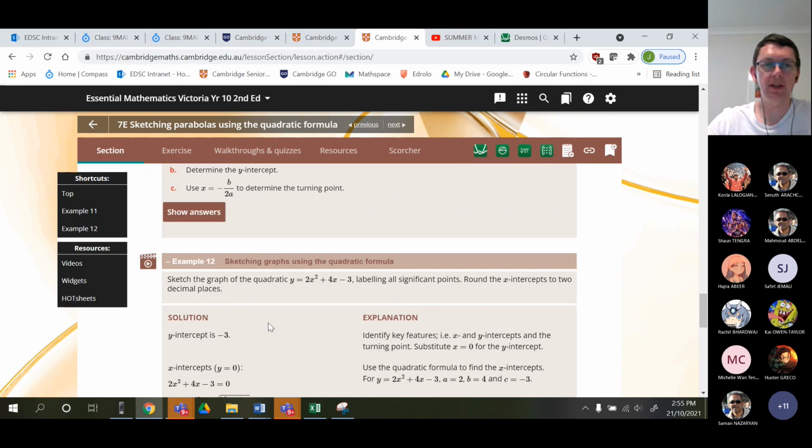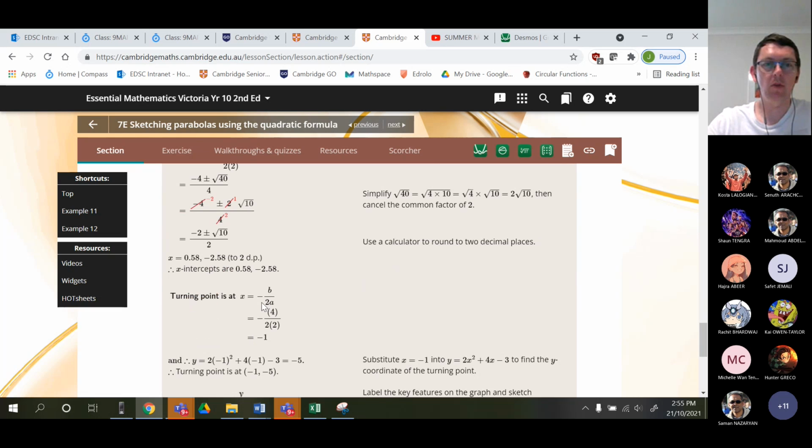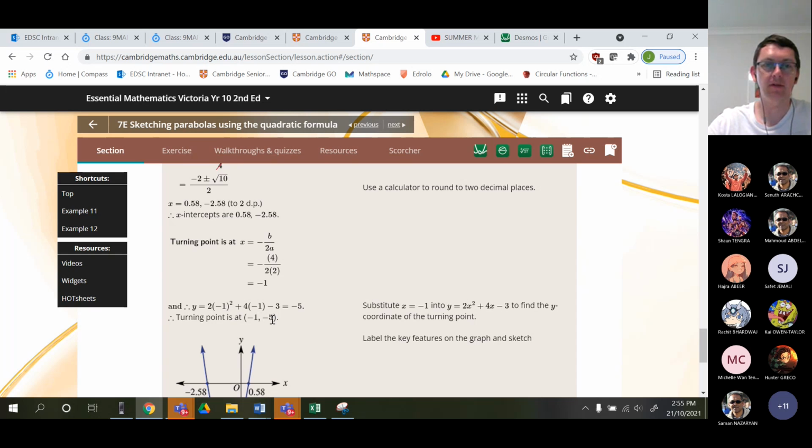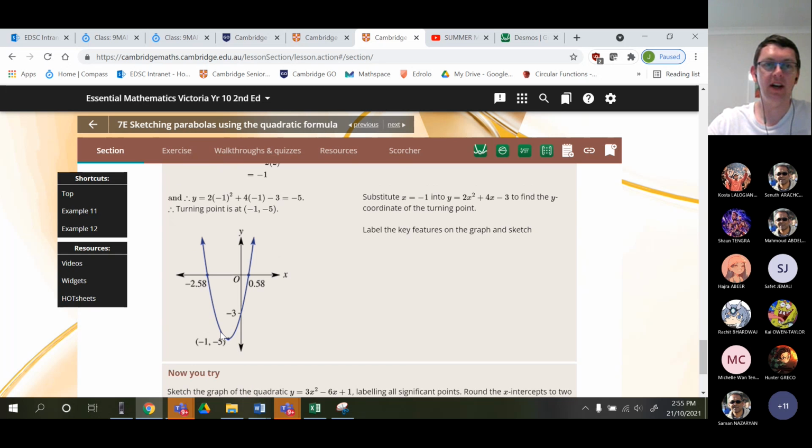Then to find out where your turning point is, we use minus b on 2a, substitute that in. That will tell us where x is, the axis of symmetry, and then substitute negative 1 into the original equation, and you can see that's negative 5. And then finally you have that.